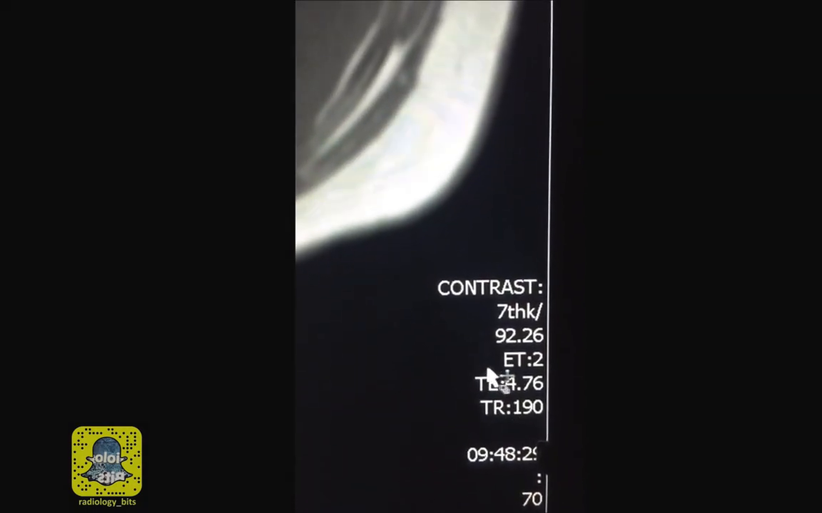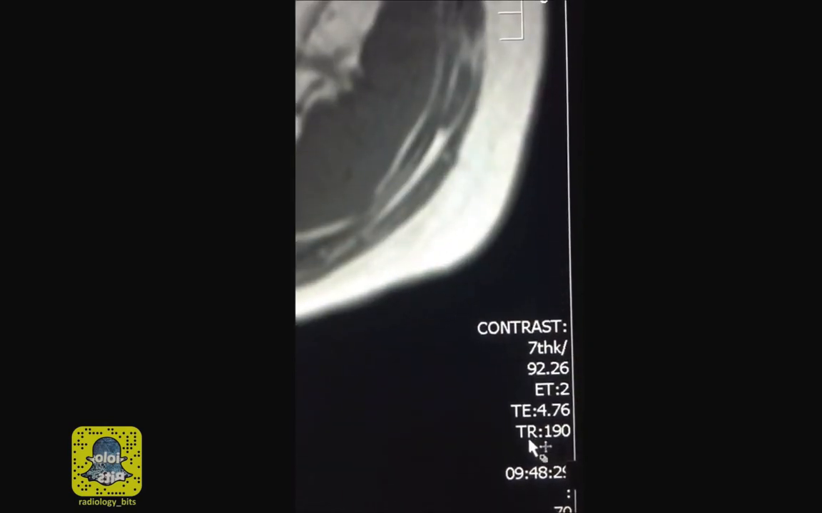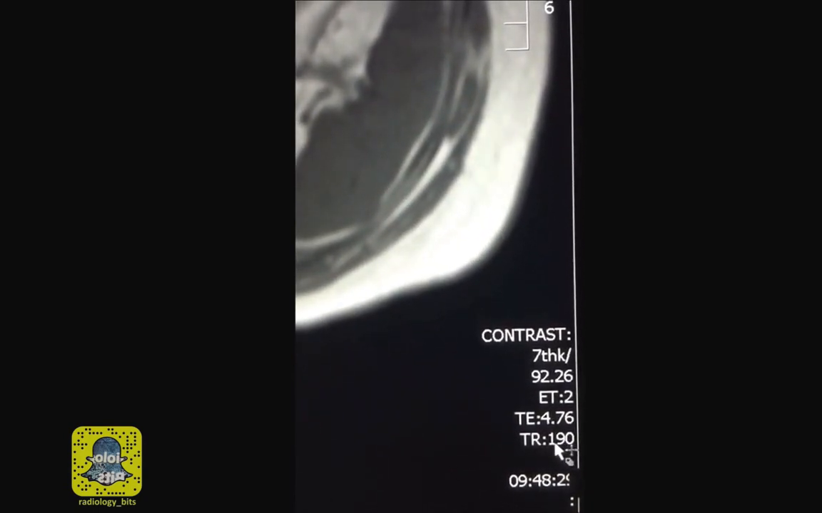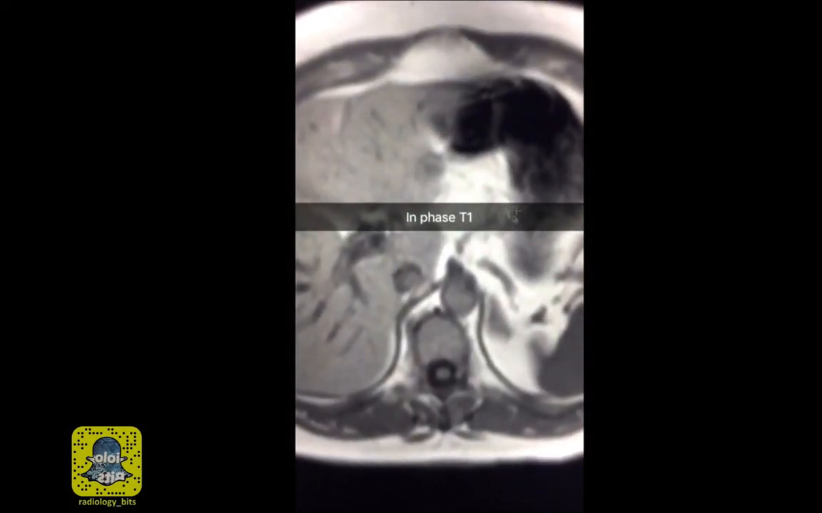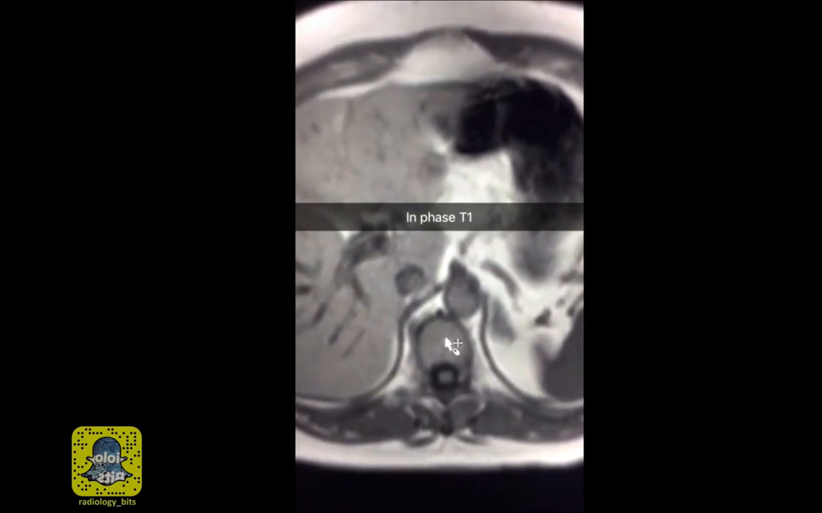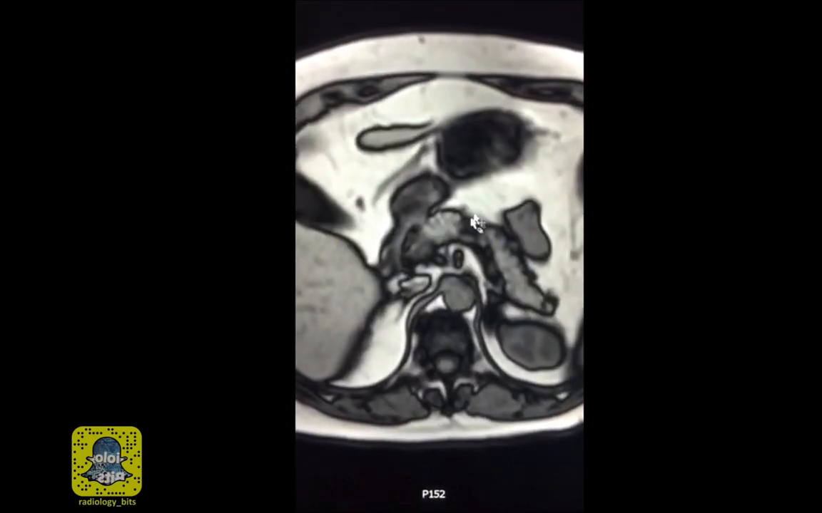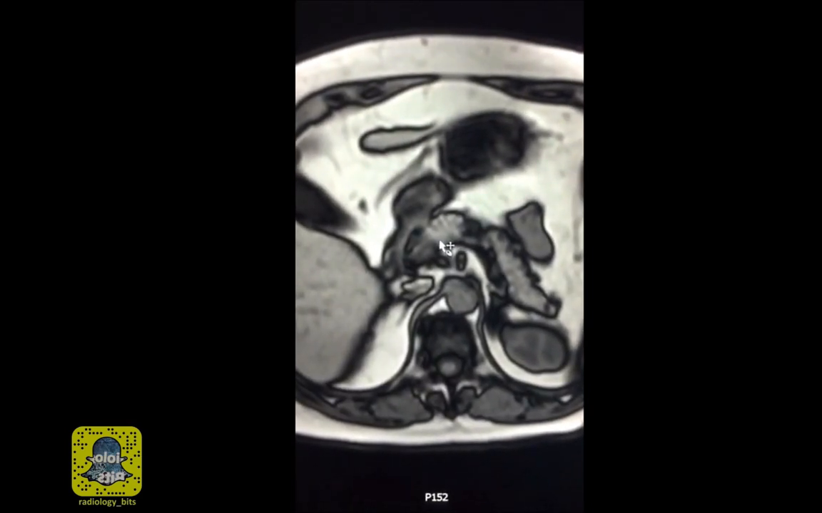There are two important parameters to change the image from T1 to T2, which are the repetition time and echo time. Notice how the repetition time is about 190 and the echo time is about 4.7. With such TE and TR parameters, you're looking at what we call the first step of chemical shift imaging, or in-phase imaging. Now let me show you another component of the chemical shift imaging, which is still a T1, but we call this an out-of-phase sequence.